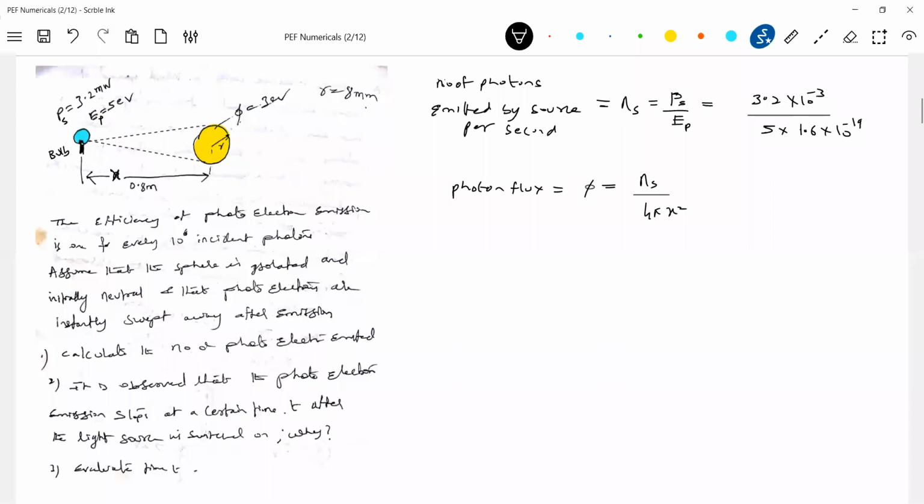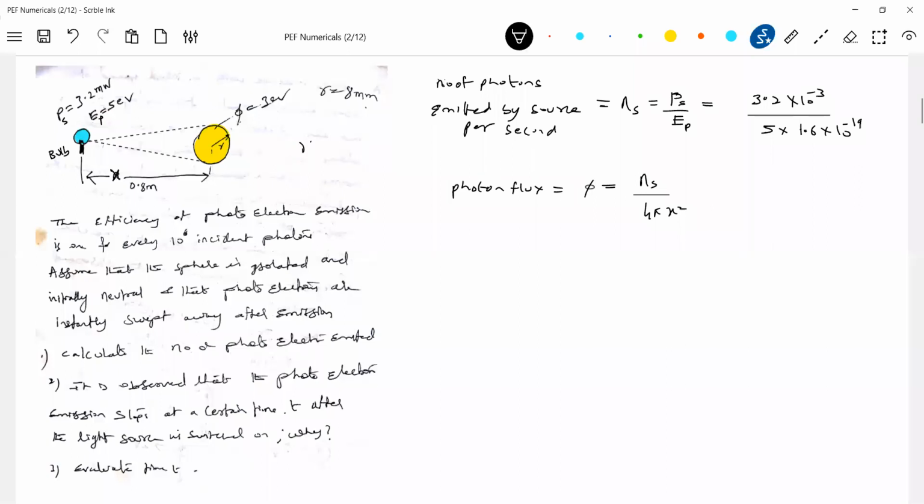Just call it photon flux. What is the idea of this? I'll assume a sphere of radius x. Then the photons will be emitted in all directions. Only a fraction of that will be incident on this sphere. So now I have the photon flux. Photon flux into effective area. Look at the radius of this metal sphere, 8 millimeter, and that of the distance, 0.8 millimeter.